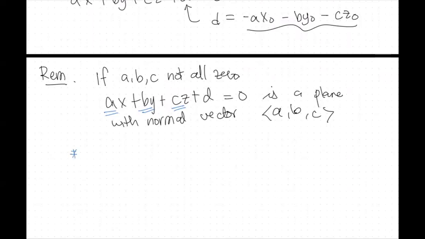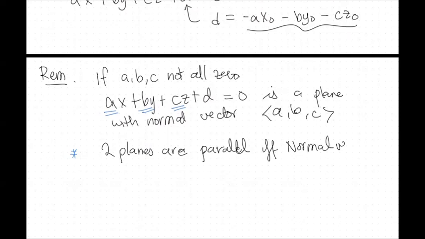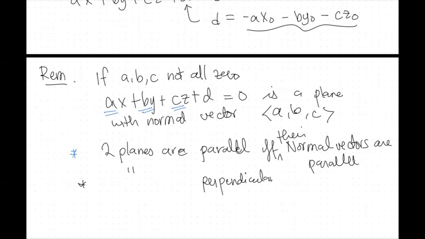So two planes are parallel if and only if their normal vectors are parallel. And also, if you replace parallel with perpendicular, the same holds.